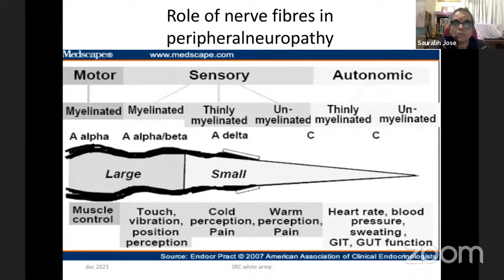Among sensory fibers, proprioceptive fibers are large myelinated. Pain fibers are thinly myelinated, fast conducting, and unmyelinated C fibers. And autonomic fibers constitute thinly myelinated and unmyelinated fibers. We know that the motor fibers have a control over the muscle spindle, and sensory myelinated fibers carry proprioception, touch, vibration, and position perception. Thin myelinated fast conducting fibers carry temperature and pain, and unmyelinated C fibers carry pain, but it is a slow pain. Other autonomic fibers are concerned with the various autonomic functions.